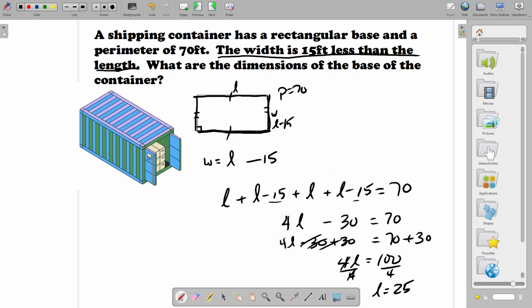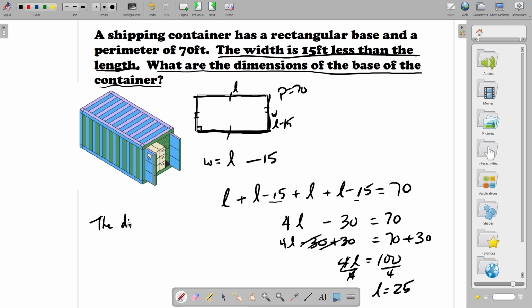Now we need to go back and answer the question. It says, what are the dimensions of the base? You need to always be careful. Go back and look and see what the question is. The question here may have just been, what's the length? Or what is the width? So you want to make sure that you are answering the question. We have a word problem, so I'm going to answer the question in a word answer.